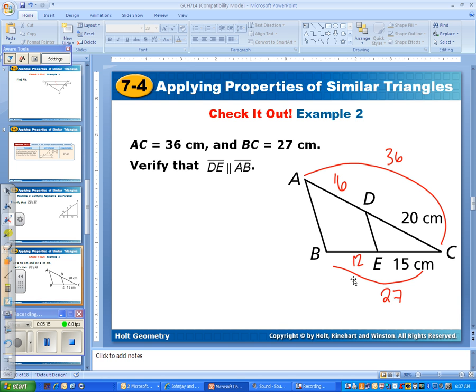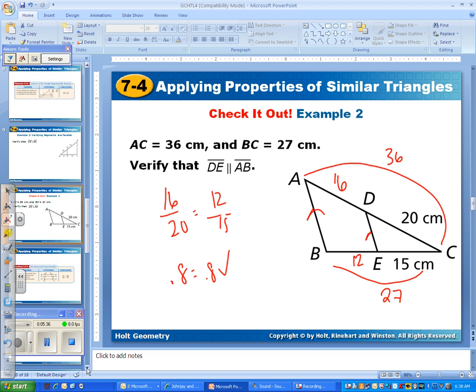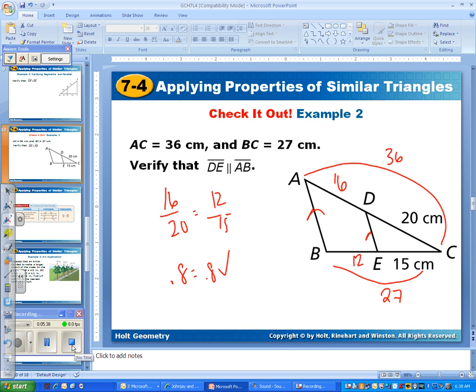Sorry. Okay, so then we do the proportionality. So you could say 16 over 20 equals 12 over 15. You could cross multiply. You can reduce 16 divided by 20. I'm just going to pop it in my calculator. 0.8, and 12 divided by 15 is 0.8. So we could prove that these two are parallel. So those are the first two things that we're doing in this section, 7.4.